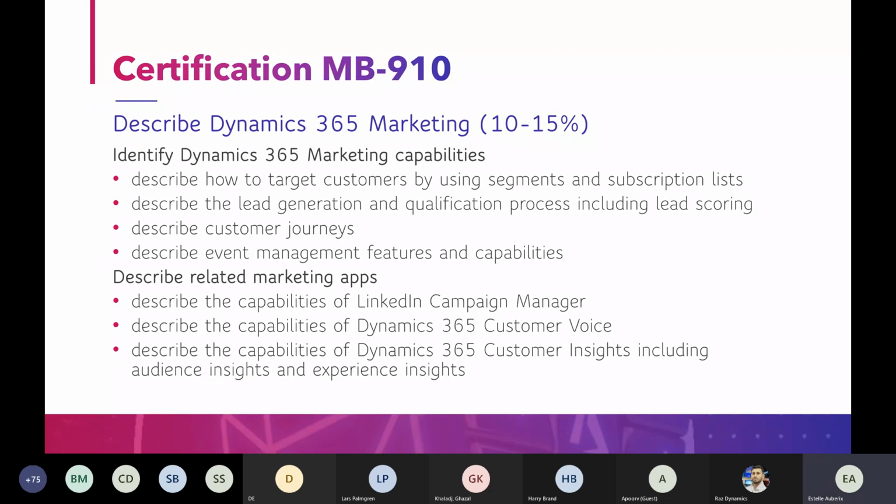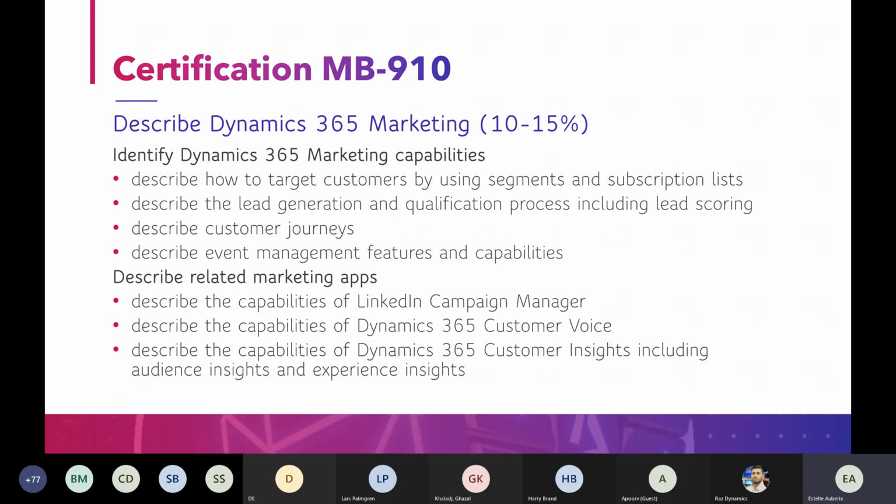So to describe the certification, the first one, the CRM, you will see it has many parts which do not have the same importance in the final grade. For the marketing, it will only be 10 to 15% of the grade. But it doesn't mean that in your exam you will have only 10 or 15% of questions about this subject. For Dynamics, you will have to be able to identify the marketing capabilities, the marketing apps, how to create a campaign, and how to use customer voice.